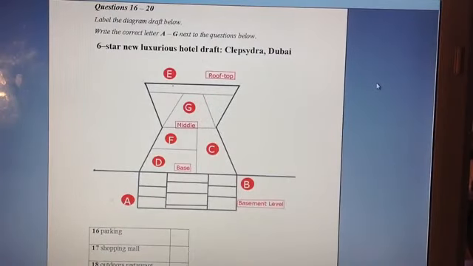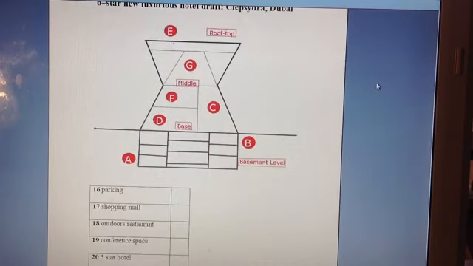Okay, let's read our instructions first. Label the diagram below, write the correct letter from A to G next to the questions below. Now, we have the letters in our diagram and we have to fill the letters into the box in the questions 16 to 20. As you can see, it's the opposite. But again, the letters, our options, will be more than we need. The questions are 5 and the letters are 8 again. So the listening will follow the order of the questions again and not the order of the letters.